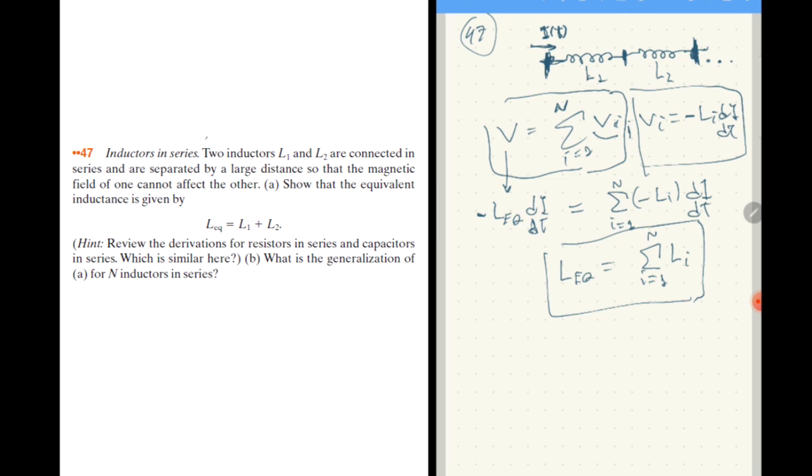Actually, the book doesn't show this expression, but this is the expression that we have to get.